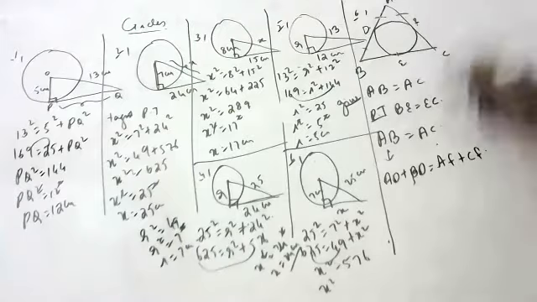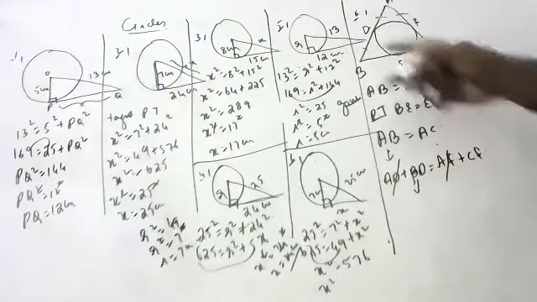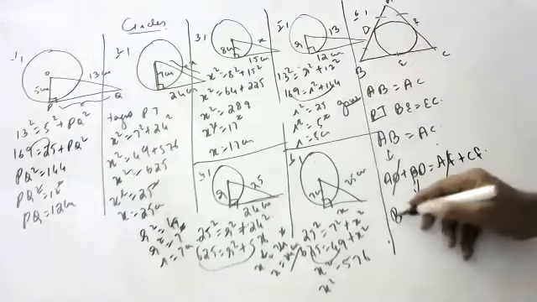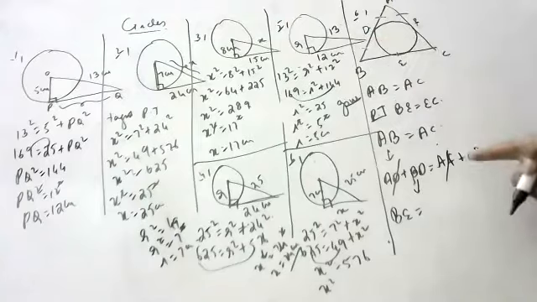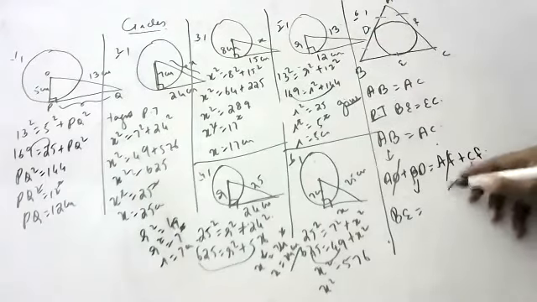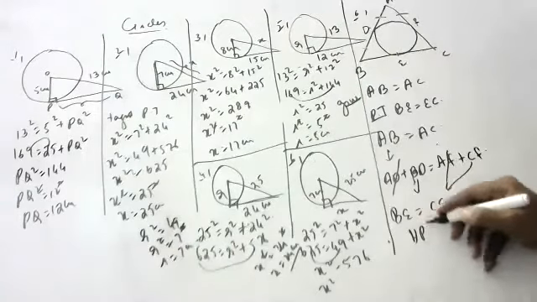Can I cancel AD and AF? Yes, sir, because tangents meeting at a point are equal. BD and BE are equal, why? Tangents meeting at a point are equal. Can I write CF equals CE? Yes, sir, because tangents meeting at a point are equal. Hence proved, children.